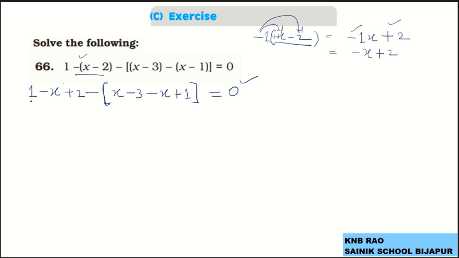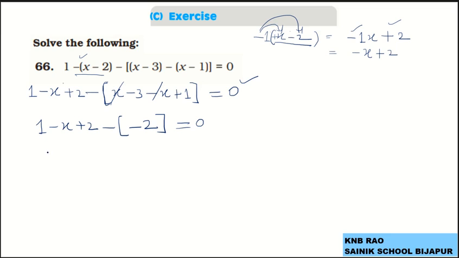Now, further, 1 minus x plus 2. Now, inside the bracket, is there any chance of simplification? Yes, there is a chance. x minus x, they both get cancelled. x minus x becomes 0. So, we will not have any term containing x inside the bracket. Now, this minus 3 and plus 1 are like terms on simplification. Minus 3 plus 1 gives you minus 2. That comes only within this bracket, equal to 0.